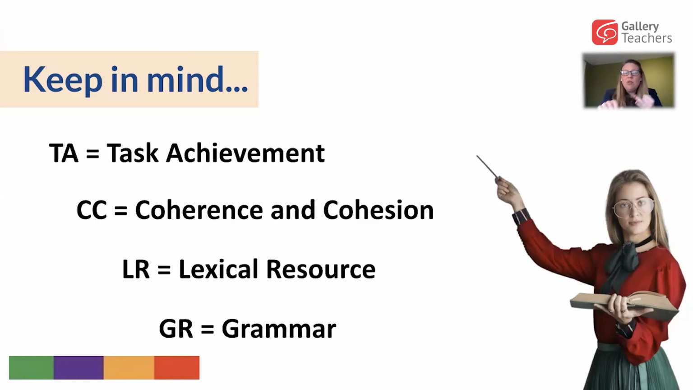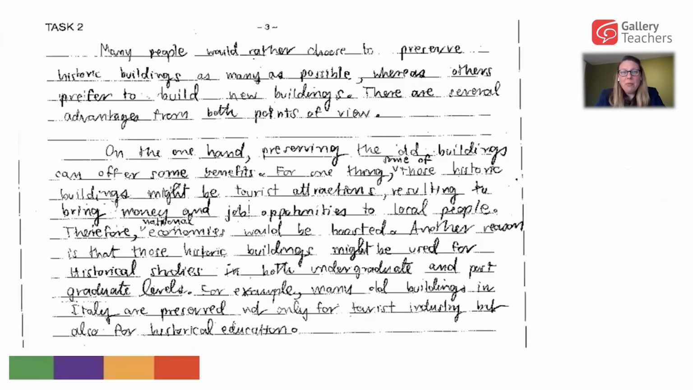Are there relative clauses? How is the lexis? How is the vocabulary? Is it basic? Is there a range? Are there errors? Are there spelling errors? Are there word choice errors? And finally, the grammar. The same idea. Are there errors? Is it very basic? Is there any range? So this is what we're going to be keeping in mind as we go through.